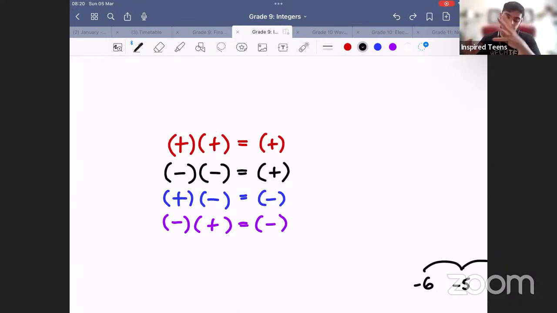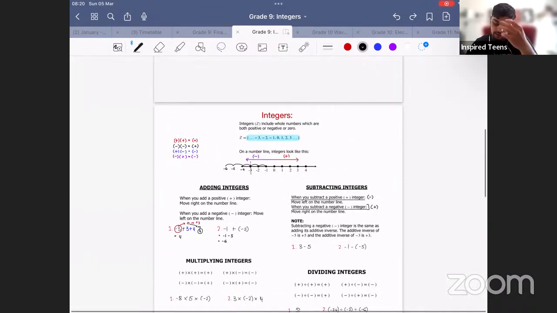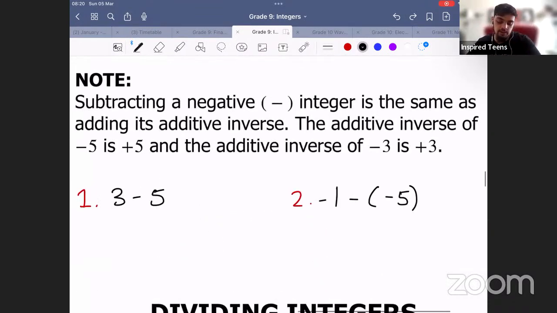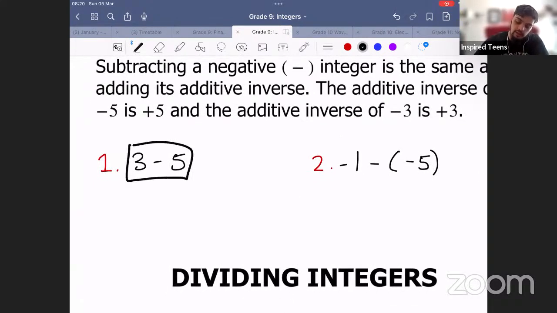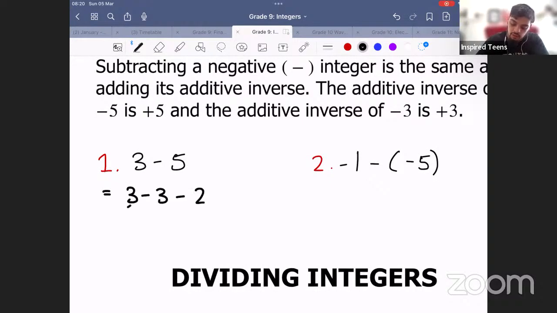Plus, plus make a plus; minus, minus make a plus. And when you mix them up, you get a negative. Okay, that's the main thing. And then you always want to simplify your question. Right, let's look at this. 3 minus 5. Okay, this one I can almost say like 3 minus 3 minus 2. So this gives us 0, and then I'm left with minus 2.